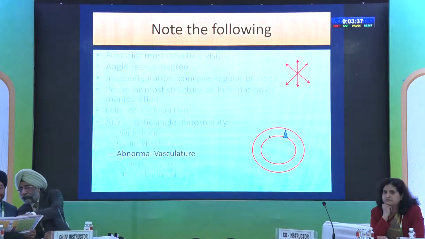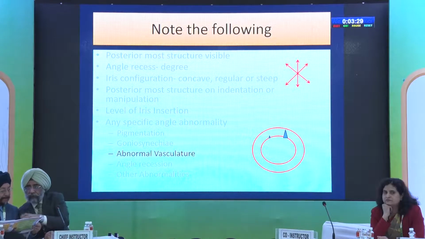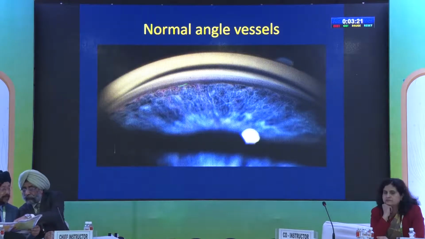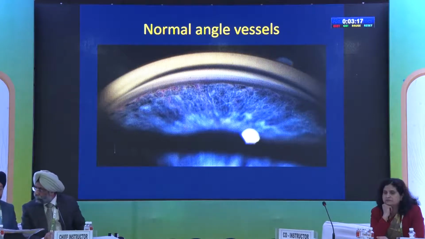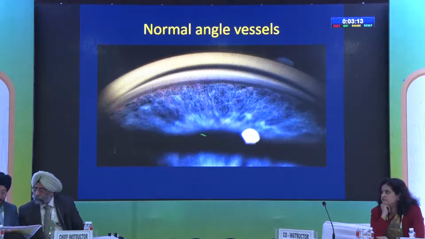Abnormal vasculature. This is very important, especially when it comes to multi-speciality practices where the retina practice is also present. The normal angle vessels are usually seen in light-colored irises. Also, the normal vessels have large loops near the root of the iris. They do not cross the scleral spur. They are radial vessels which follow the normal iris structure.